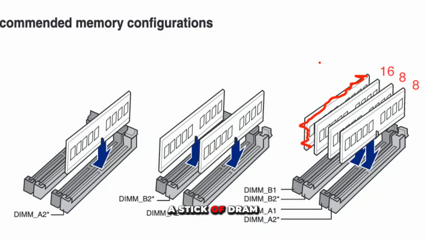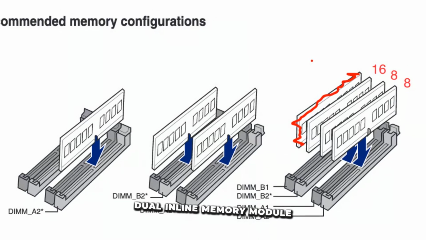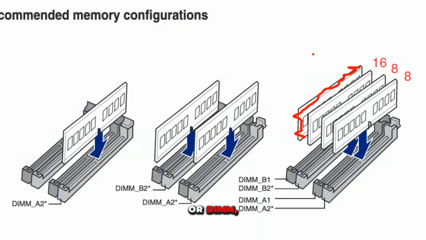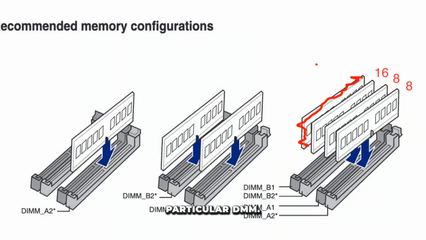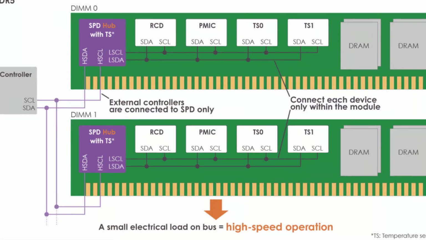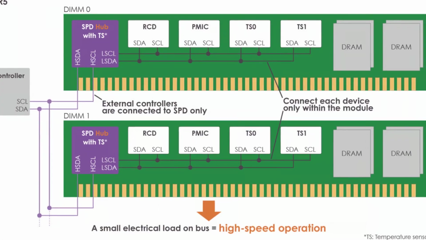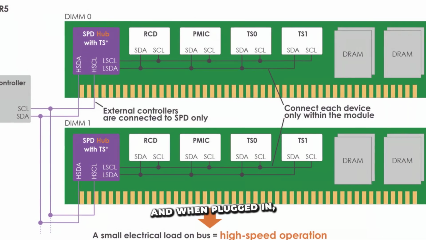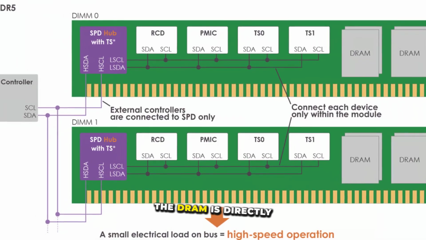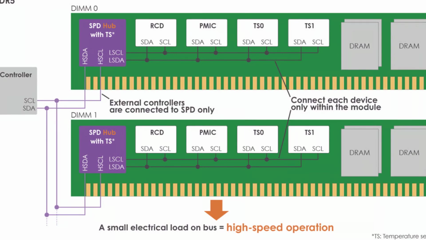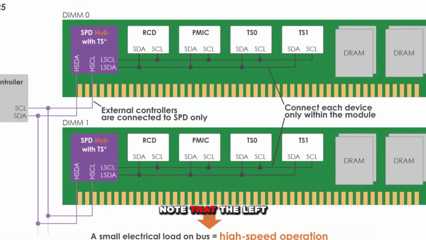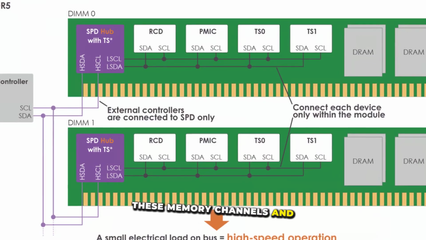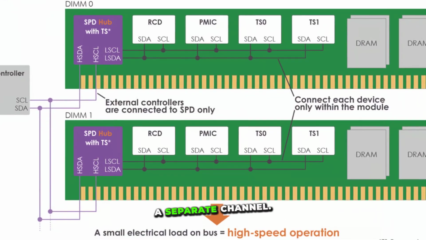To start, a stick of DRAM is also called a dual inline memory module, or DIMM, and there are 8 DRAM chips on this particular DIMM. On the motherboard, there are 4 DRAM slots, and when plugged in, the DRAM is directly connected to the CPU via 2 memory channels that run through the motherboard. Note that the left 2 DRAM slots share these memory channels and the right 2 share a separate channel.